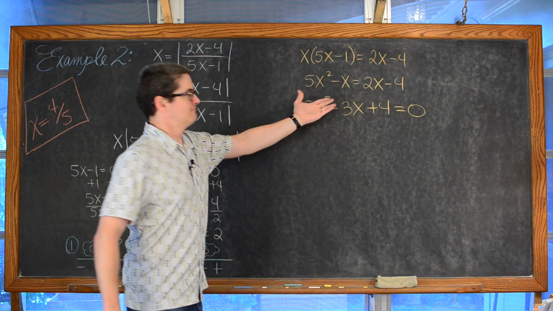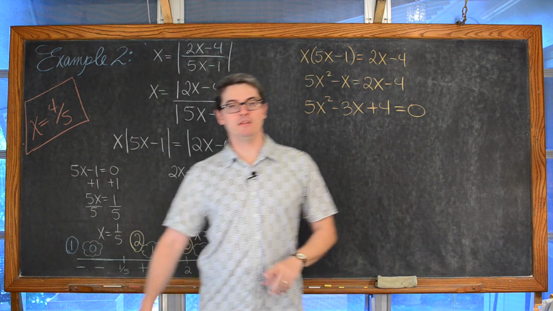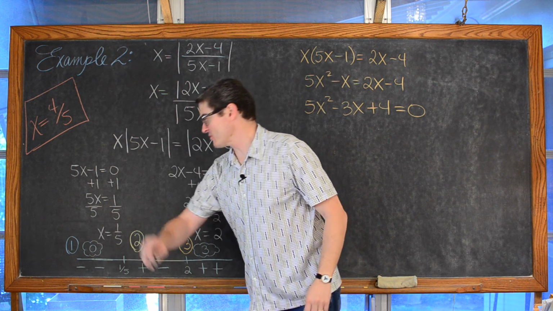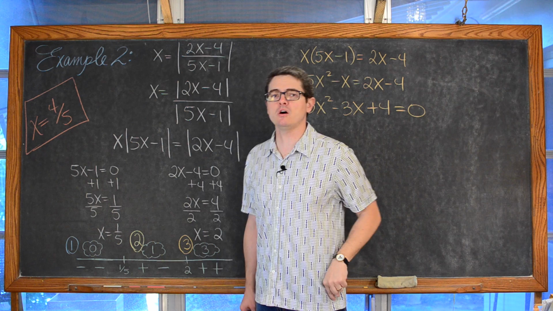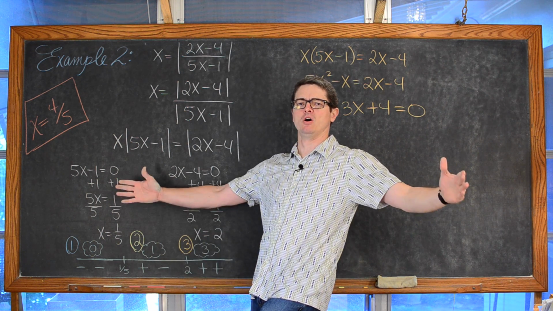Alrighty then, we're getting right back to where we were in the first place with the first interval and ended up with a quadratic that is not going to have a solution. So, moving on to our third and last example.